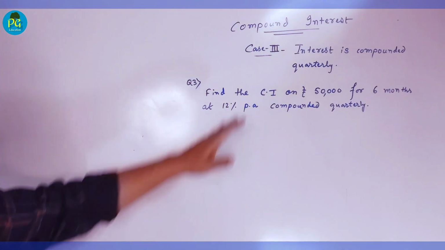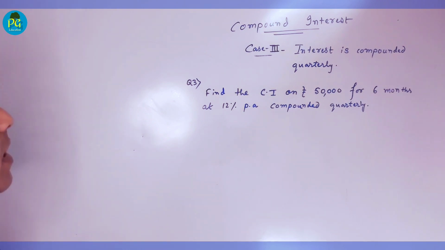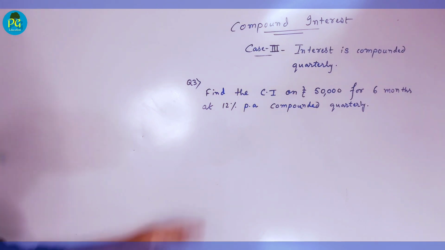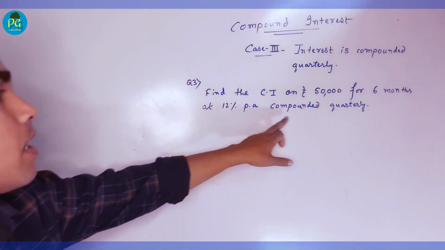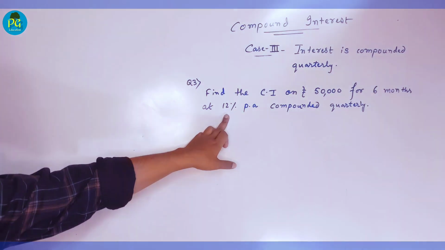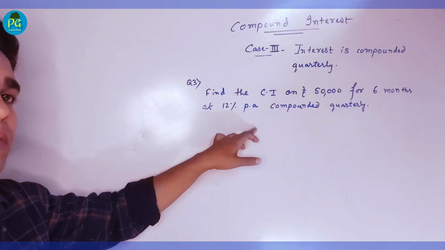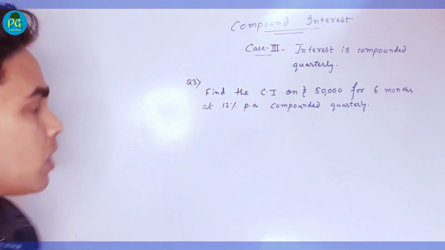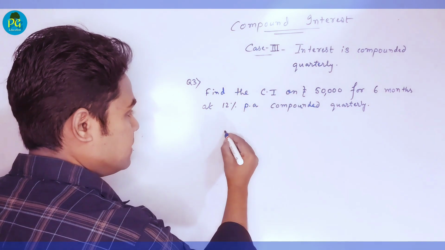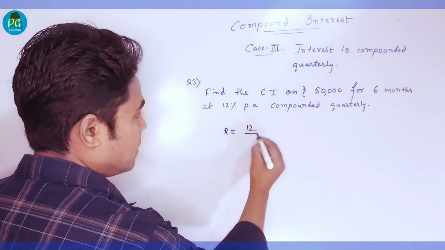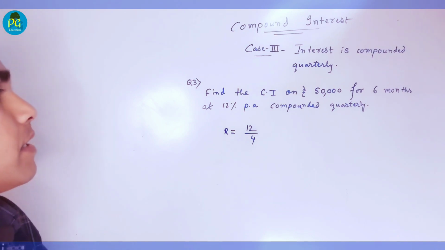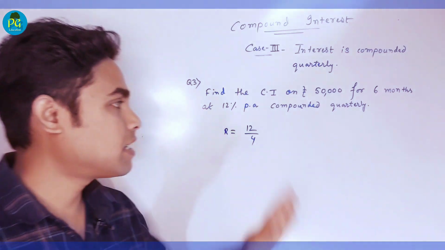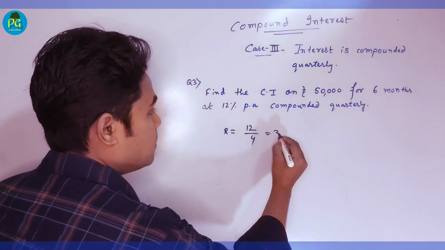Understood? Now case number 3, interest is compounded quarterly. Let's take an example. Find the CI, that means compound interest, on 50,000 for 6 months at 12% PA, means per annum, compounded quarterly. Here you look, the rate is given per annum, that means it will compound after 1 year, but we have to find quarterly. So our rate is 12 divided by 4. Why 4? Because quarterly means 3 months. In 12 months, how many 3 months are there? There are 4 three-months, so our rate is 3%.